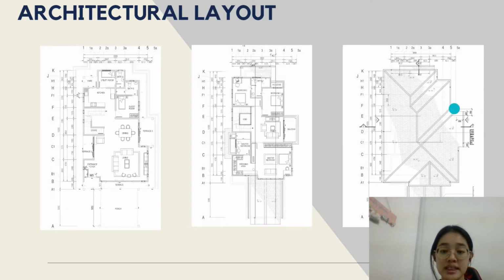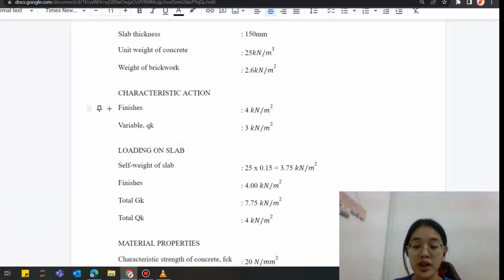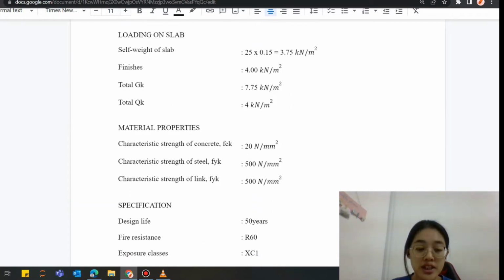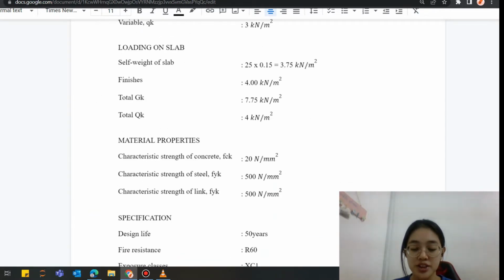So this is the architectural layout we have. Next is the structural layout we have designed. Here we have determined the specifications for designing the whole project, including the material property specification and the characteristic actions.